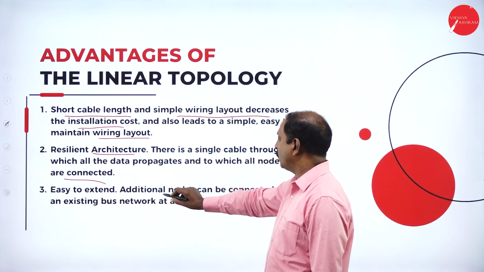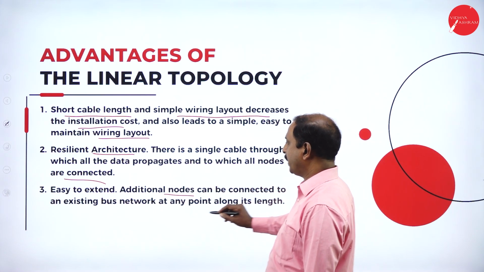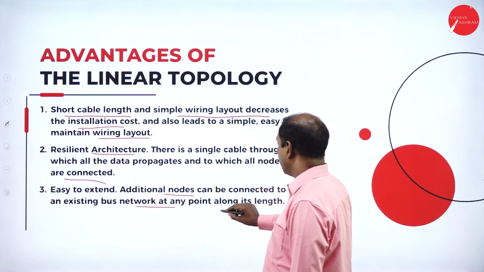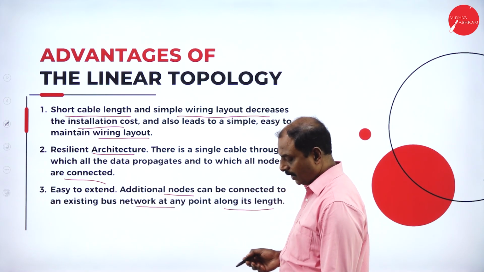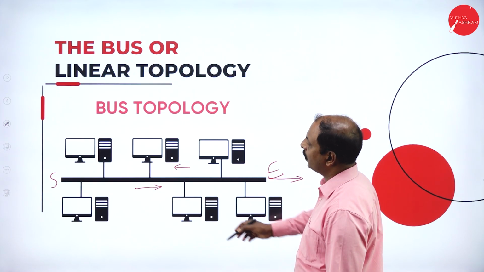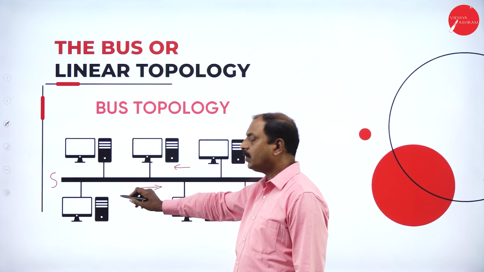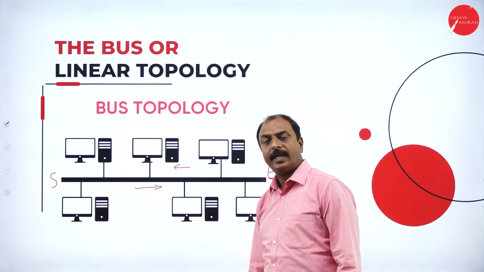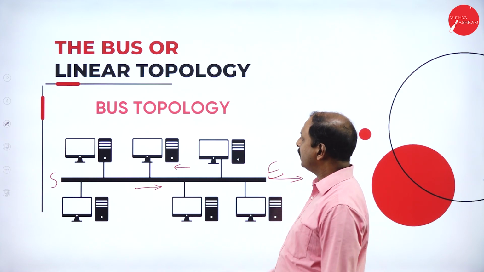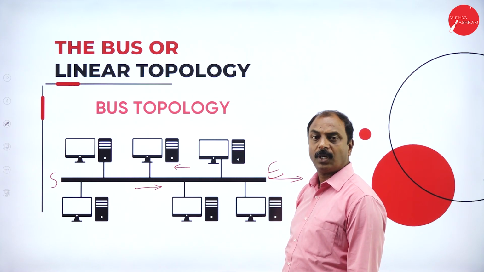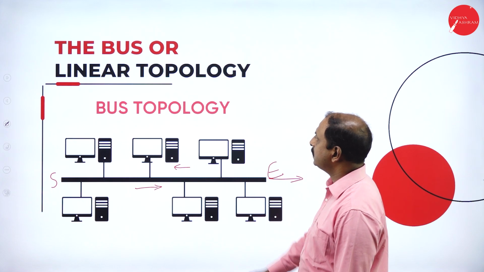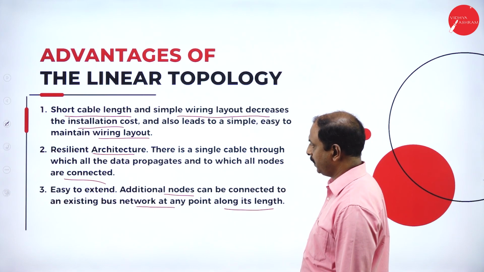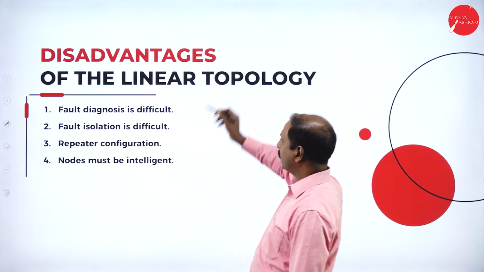Suppose additional nodes can be connected to the existing bus network at any point along its length. So if you want to add an extra node anywhere in the network, it is easy for us to add or extend our network with n number of nodes or computers. So this is the advantage of bus topology. Now let us see what the drawbacks of this are.